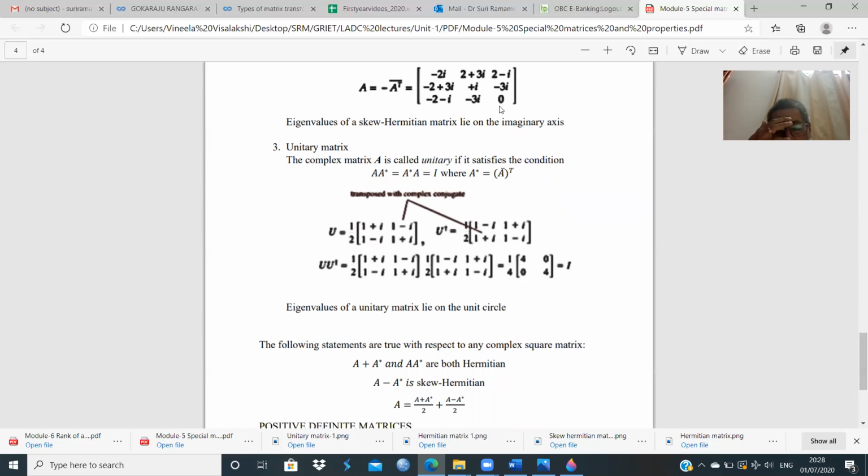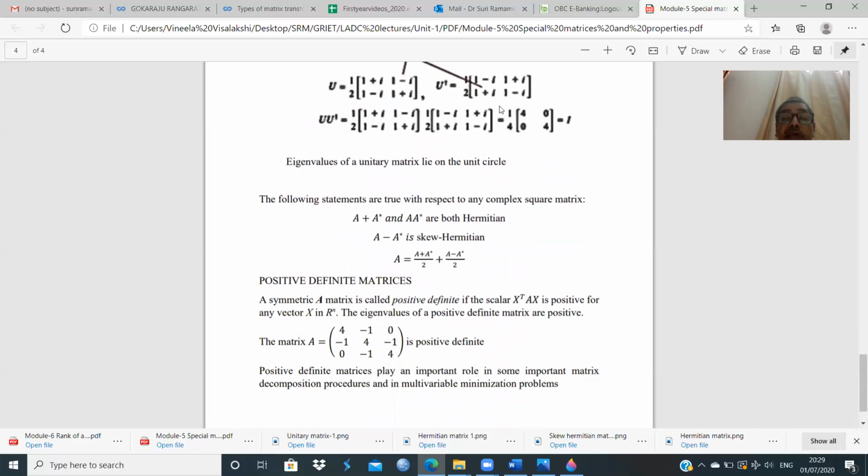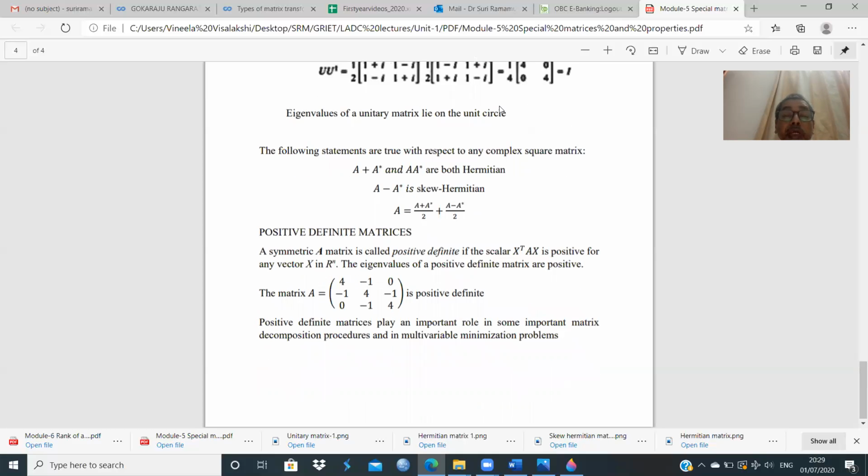So as far as eigenvalues are concerned, there is similarity in behavior of symmetric and Hermitian, skew symmetric and skew Hermitian, orthogonal and unitary matrices. Now, just as in the case of real matrices, we also have some statements to make about complex square matrices. A plus A star and A into A star will both be Hermitian. A minus A star is always skew Hermitian. And a complex square matrix can be decomposed into Hermitian and skew Hermitian parts as (A plus A star)/2 plus (A minus A star)/2.